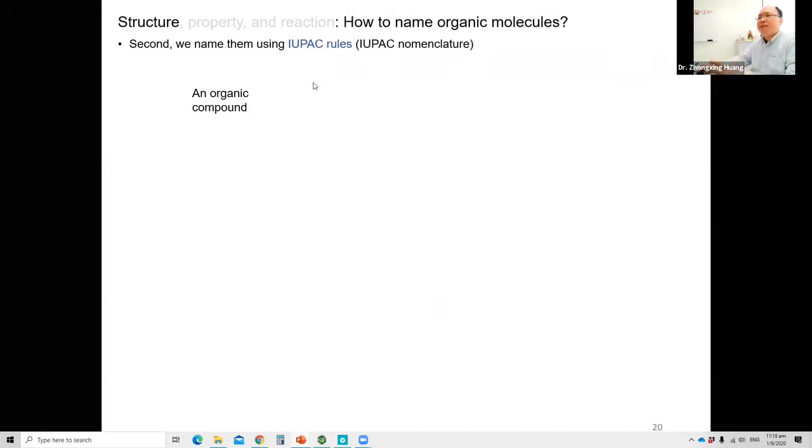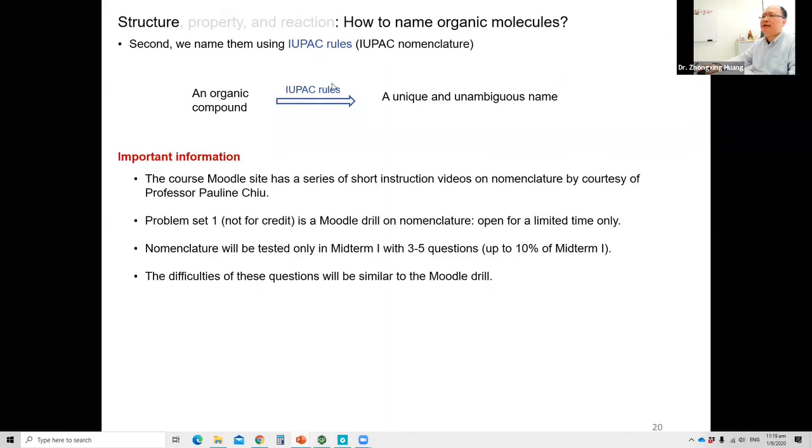Second, we name the organic molecule using the IUPAC rules. You probably already learned some IUPAC rules in your general chemistry. What it means is that under the IUPAC rules, an organic compound has a unique and unambiguous name. A compound has only one name, and the one name represents only one compound. So that's what the rules are for, right?